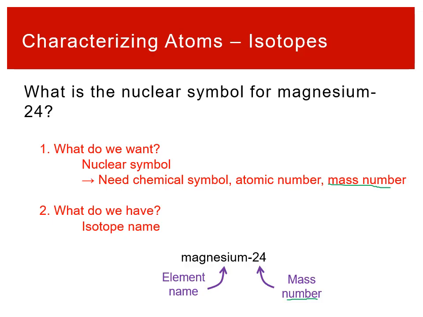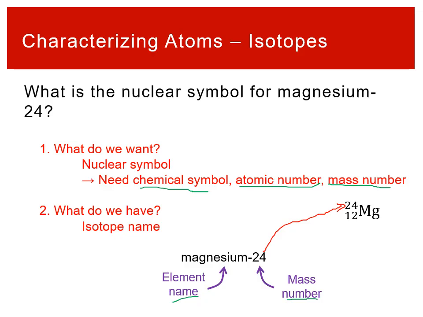So now it's just a matter of taking the element name and turning that into the chemical symbol and atomic number. In order to do that, we're going to want to look at the periodic table. We can find that magnesium has atomic number 12, and Mg is the symbol. And then 24 just comes over whole hog. We just keep that information right in there, and we get Mg-12 right there.